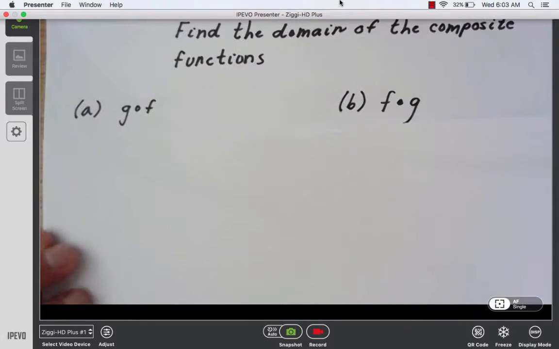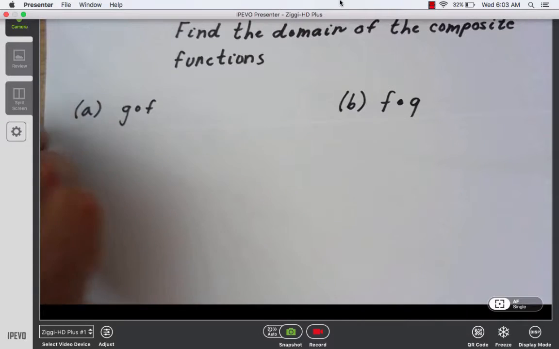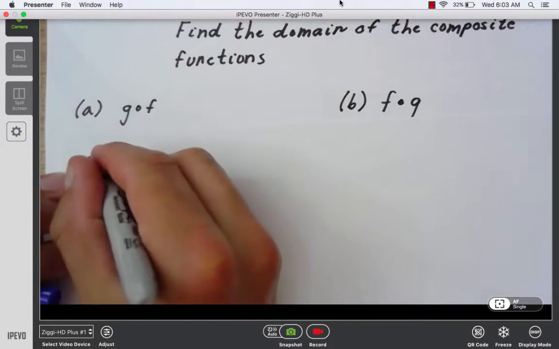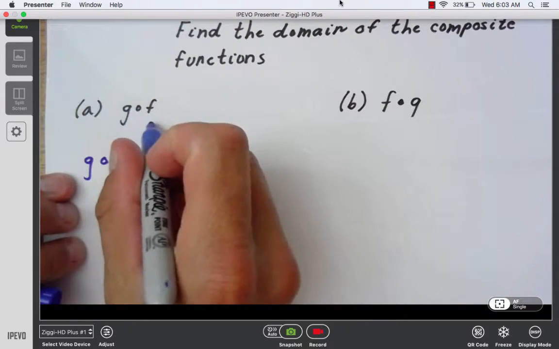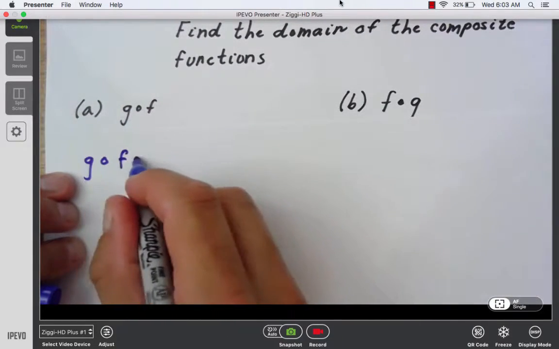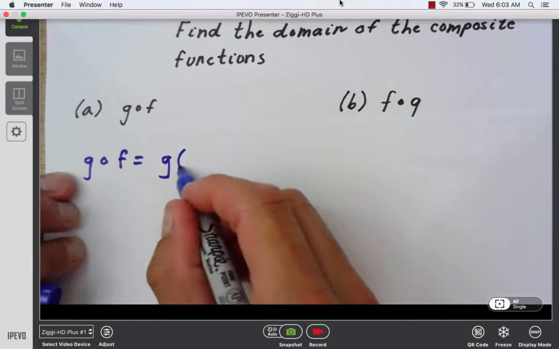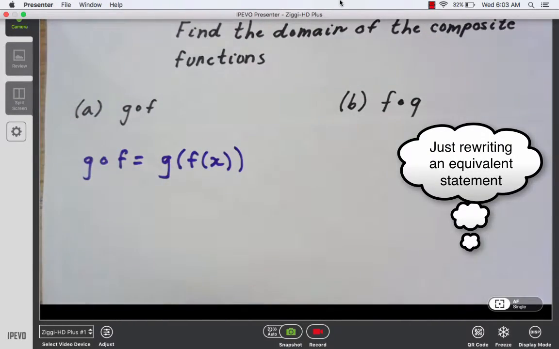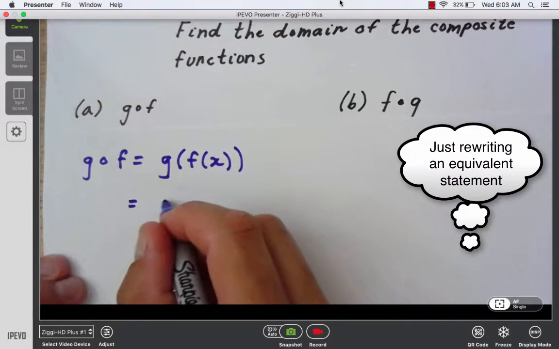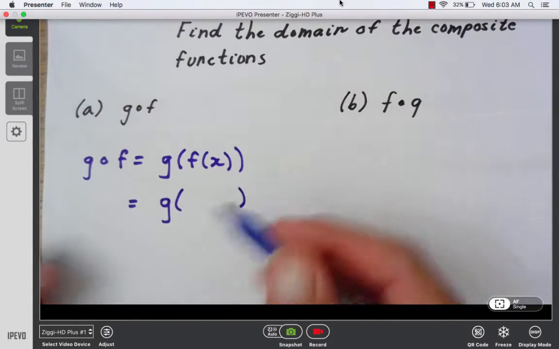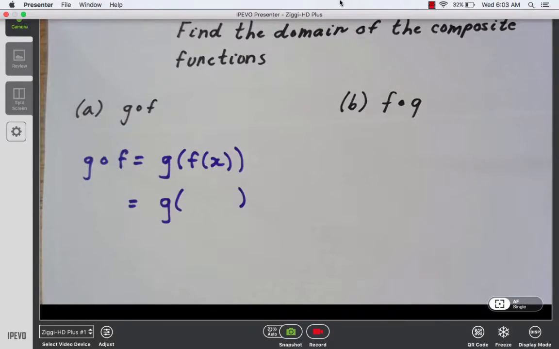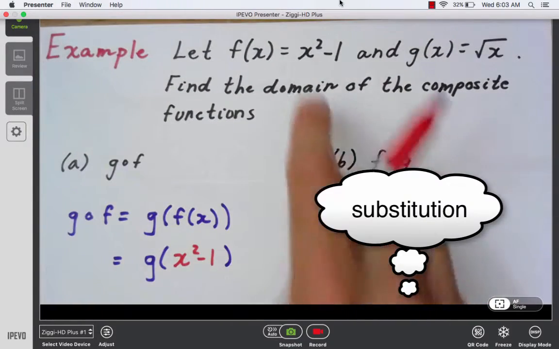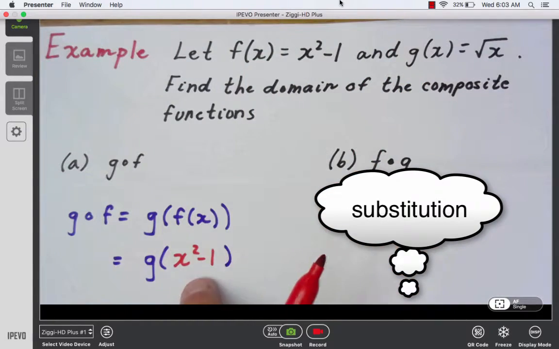When we write g of f, excuse me, I should say g composed with f, it's going to look like g of f of x. That's what this is saying. So what we want to do now is look at g of f of x. We already know what f of x is. It's x squared minus 1. We got that from up here. It's just a direct substitution here.